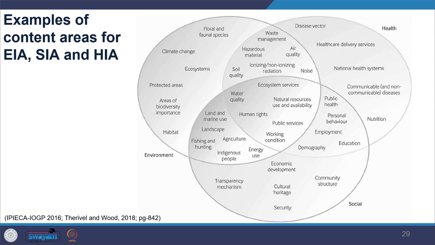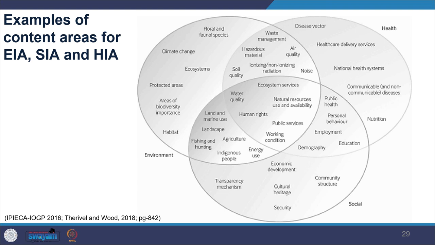So here in the diagram, you can see how EIA, social impact assessment, and health impact assessment, there are so many domains which really overlap. So you can see how health can overlap with your environment of waste management, hazardous material, air quality, soil quality, water quality, human rights, public services, working conditions, natural resource use and availability, ecosystem services.